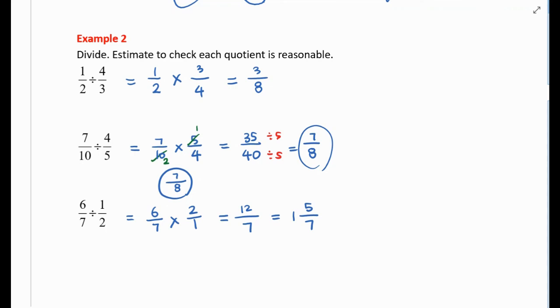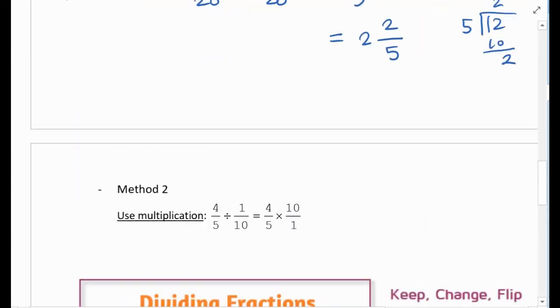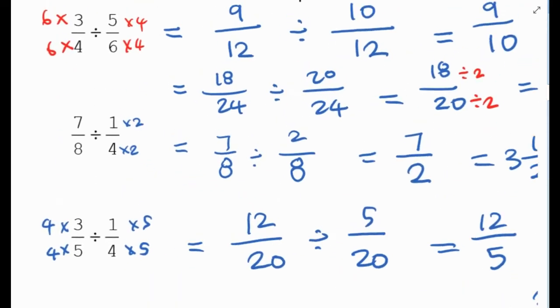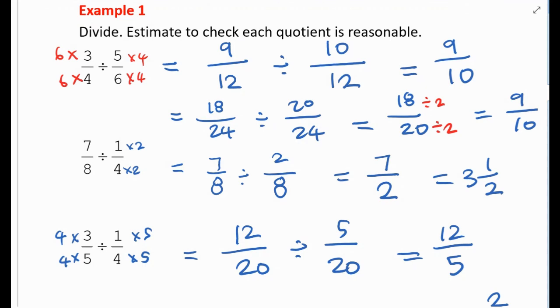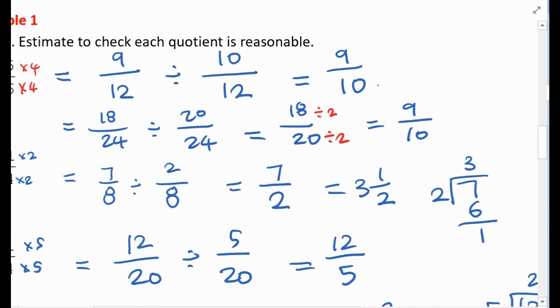And before we finish everything, I'm just going to go back to example 1. And I'm going to let you know how to estimate to check each quotient is reasonable. Okay, everyone. 3 over 4. So 3 out of 4. And we're going to divide it by 5 over 6. So 3 over 4 is almost 1 if you estimate it. Divided by 5 over 6. If you have 5 out of 6, that is almost 1. So 1 divided by 1 is just 1. Right? So see if you get a similar number.